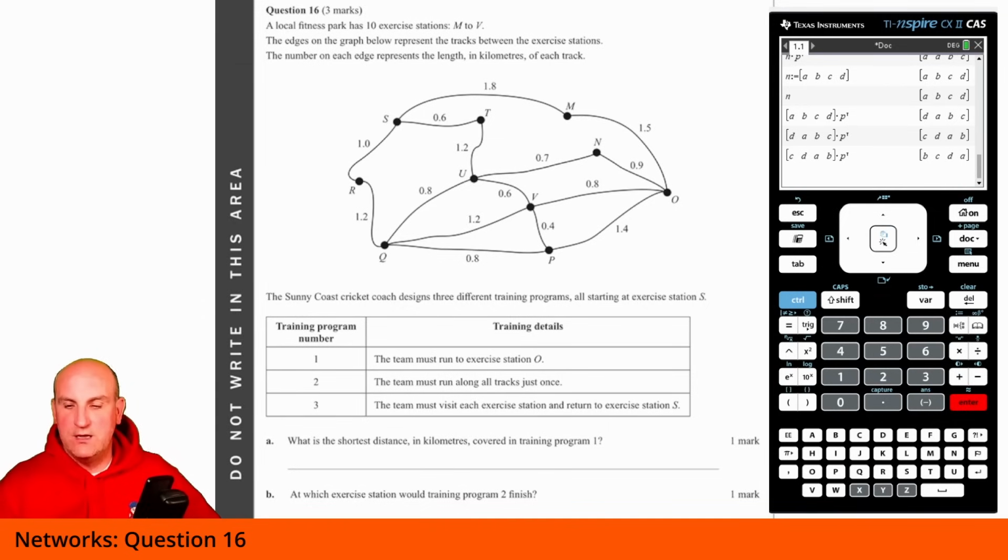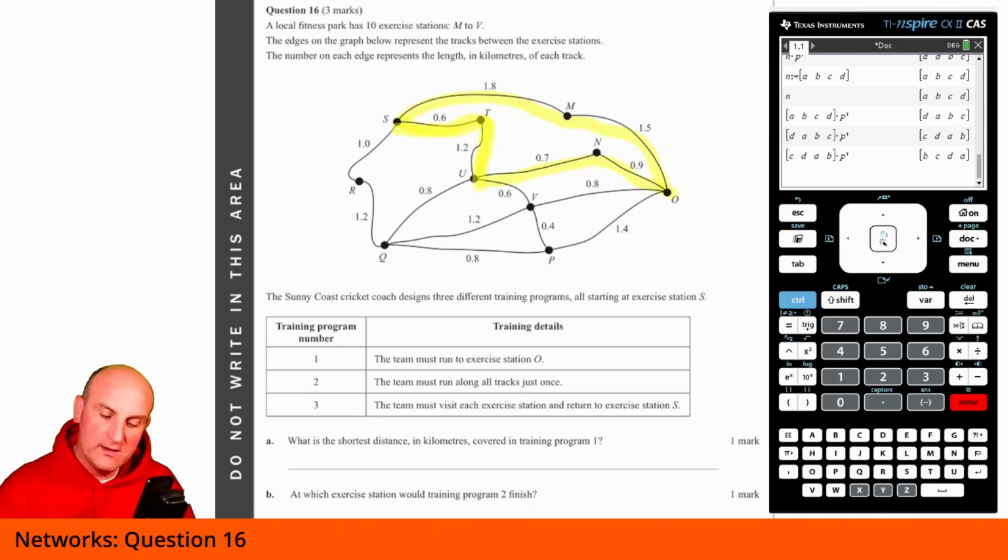Team must run to exercise O. You could do Dijkstra's. Could you do the Dijkstra's on this one? What does Dijkstra's find? The shortest path? You could do. I think, but I didn't. I just basically went, well, okay, here's a path, add it up. Here's a path, add it up. Here's a path, add it up. I just did it the long way.